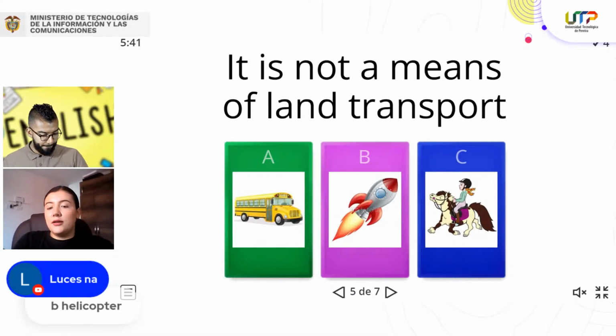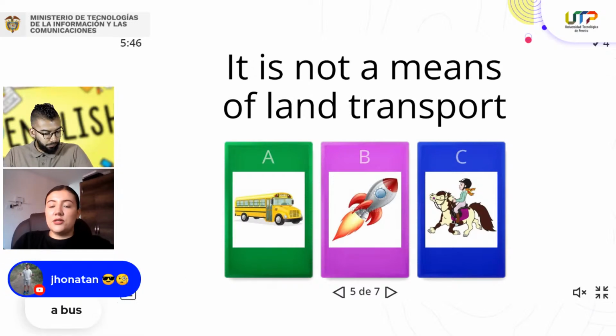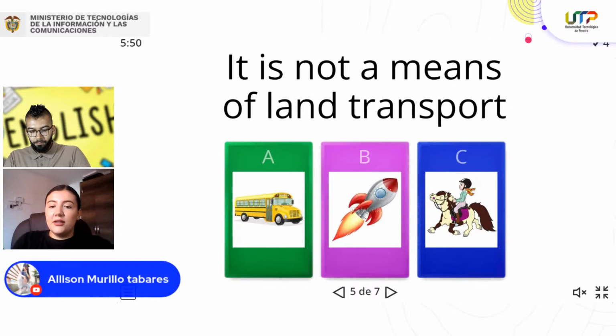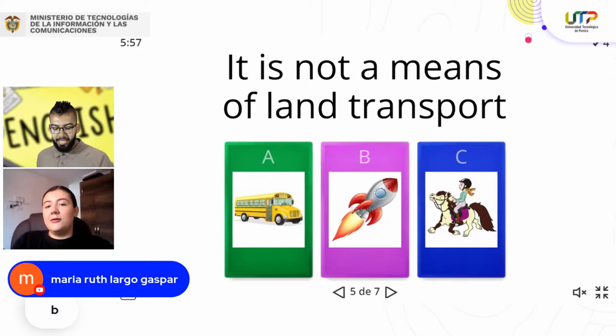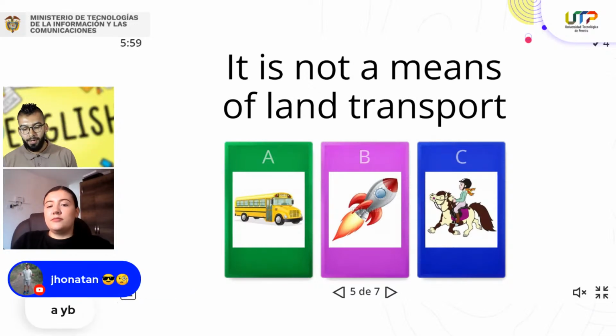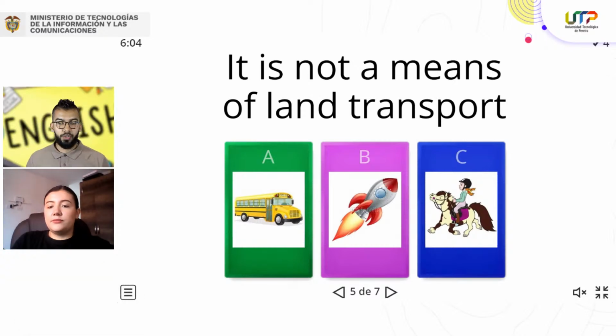Okay, they already answered. We got a variation of answers here. And the first one is B, luces, but he says helicopter. That is not actually a helicopter. Ok, aquí debemos aprendernos una palabra nueva. ¿Cómo se llama ese medio de transporte que está en la opción B? Se los voy a escribir en el chat para que lo tengan presente. The name is rocket, all right?